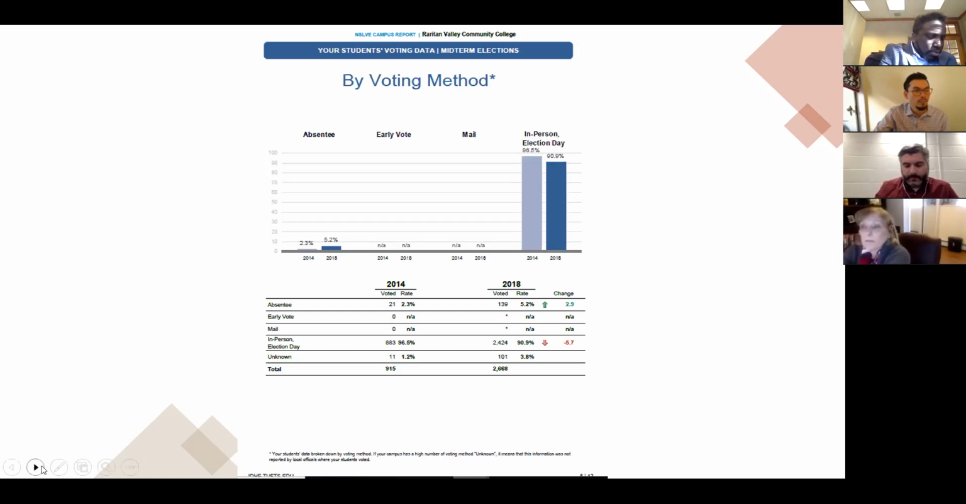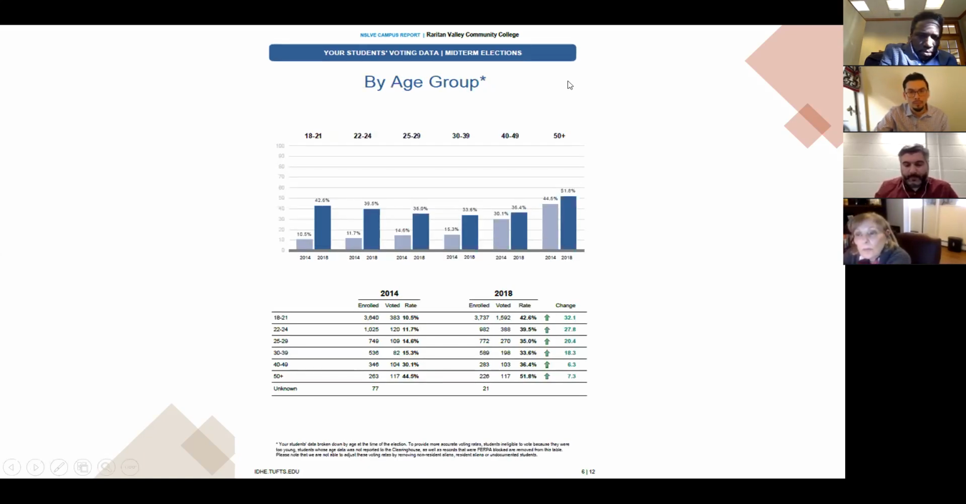So we can move on to the next one there. And again, this is something that we're really happy about, the age group demographic, specifically 18 to 21.